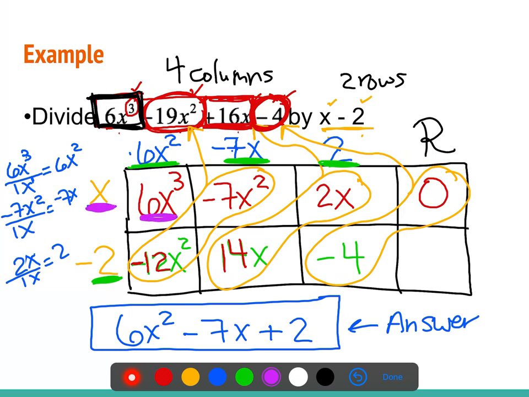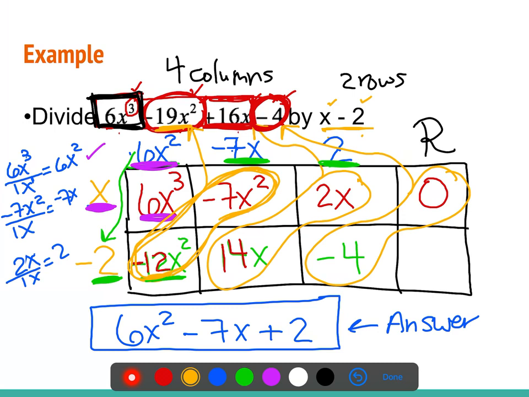And then this is where it gets really fun. I actually followed those same steps that we did in long division a moment ago. My first step was dividing 6x cubed by x and getting 6x squared. Here's where I did that. Then I multiplied. That was my next step, multiplying. I took 6x squared times negative 2, and that gave me negative 12x squared.